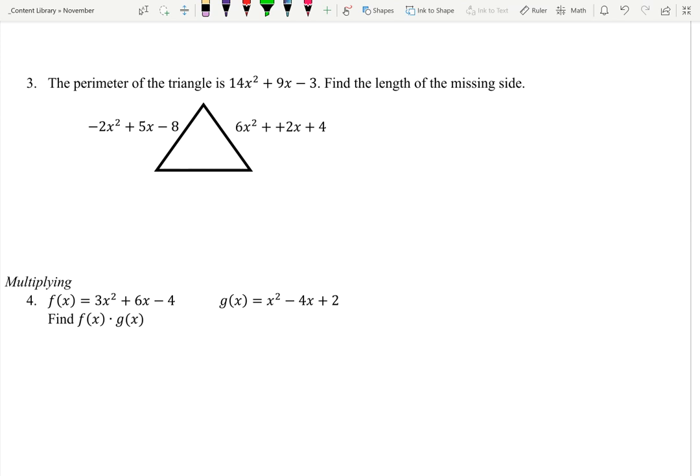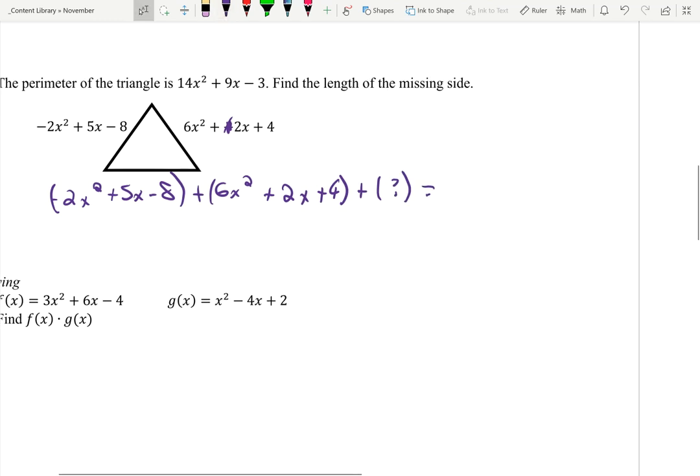Just to play it safe, I'll write this all out. So it's negative 2x squared plus 5x minus 8. And this is going to be added to 6x squared plus, and there's a typo here, so I apologize for that. Didn't notice it until just now. Plus 2x plus 4, and then added to the third mystery side, which equals the final perimeter, which would be 14x squared plus 9x minus 3.